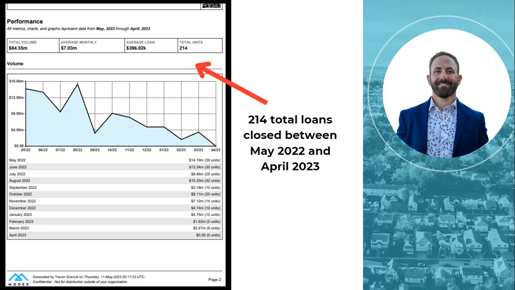It's called Modex. It's a performance program that measures all the different amounts of loans that loan officers do. It's for recruiting services, but it's a good way for me to show you my experience and how many units and loans that I've closed. And I closed 214 total loans between May 2022 and April 2023.